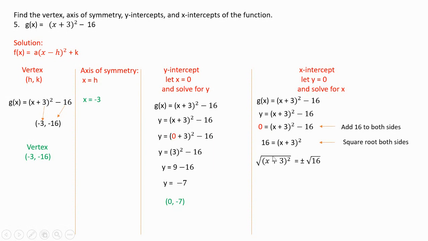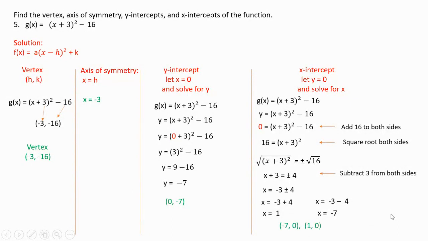So if you take the root of (x plus 3) squared, the square root will cancel the square. So the square root of 16 will give us 4, but it'll be plus or minus 4. So the next step, I'm going to subtract 3 from both sides. Okay, so I get x equals -3 plus or minus 4. Here's where you're going to have two intercepts. It's going to be -3 plus 4 and -3 minus 4. So -3 plus 4 will give us 1, and -3 minus 4 will give us -7. So these are your x-intercepts, (-7, 0) and (1, 0).